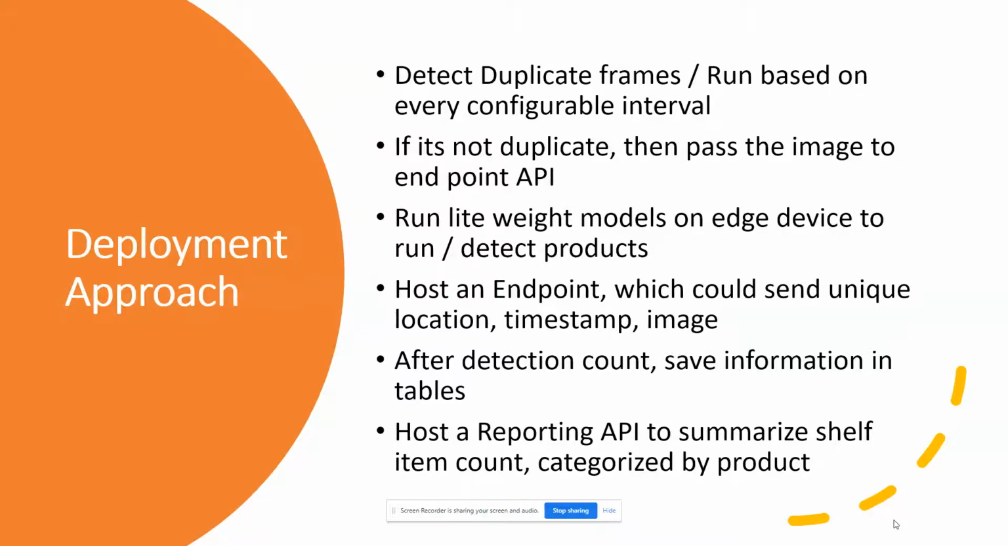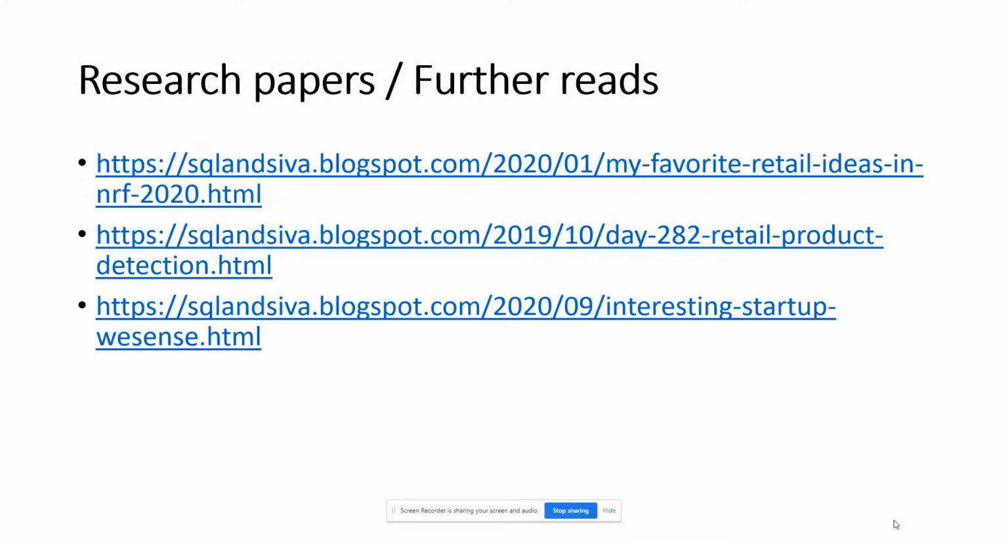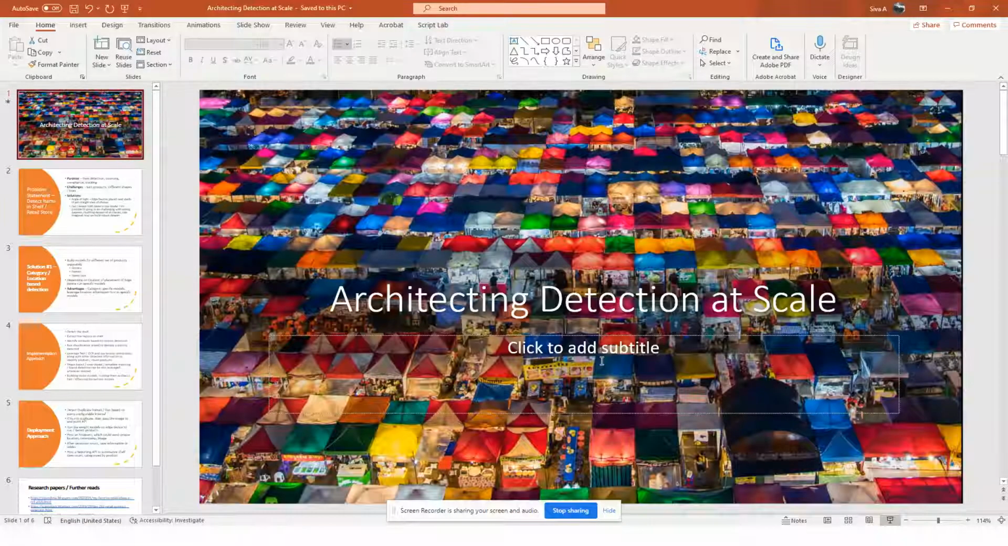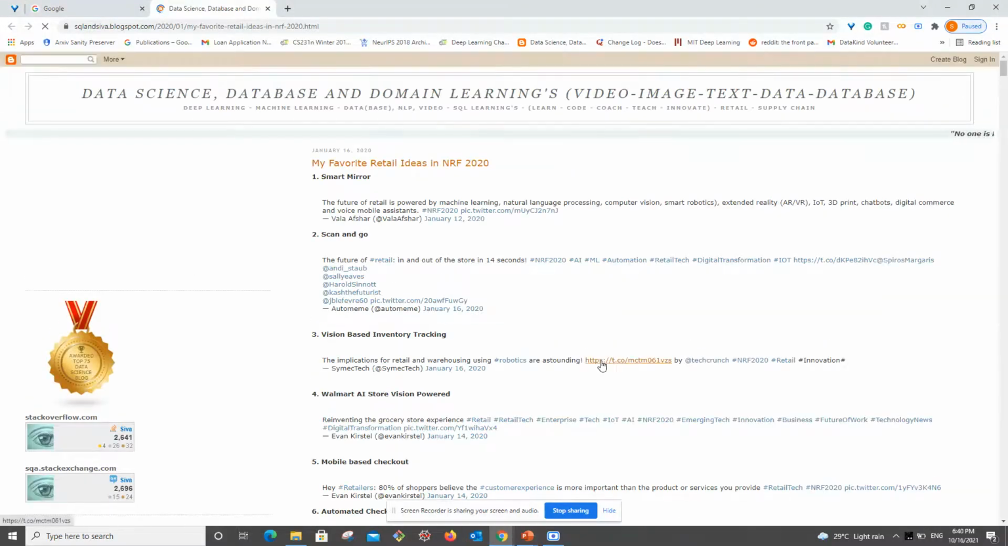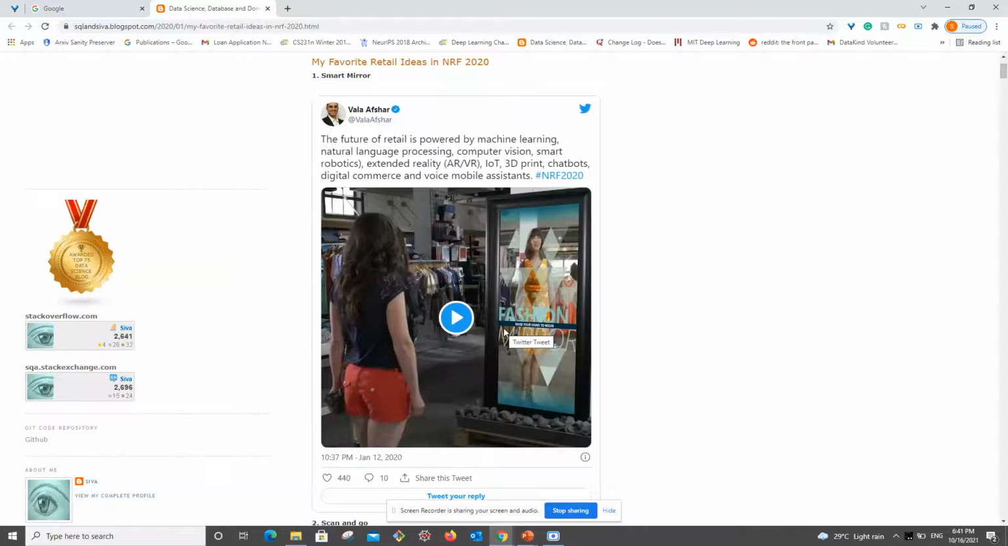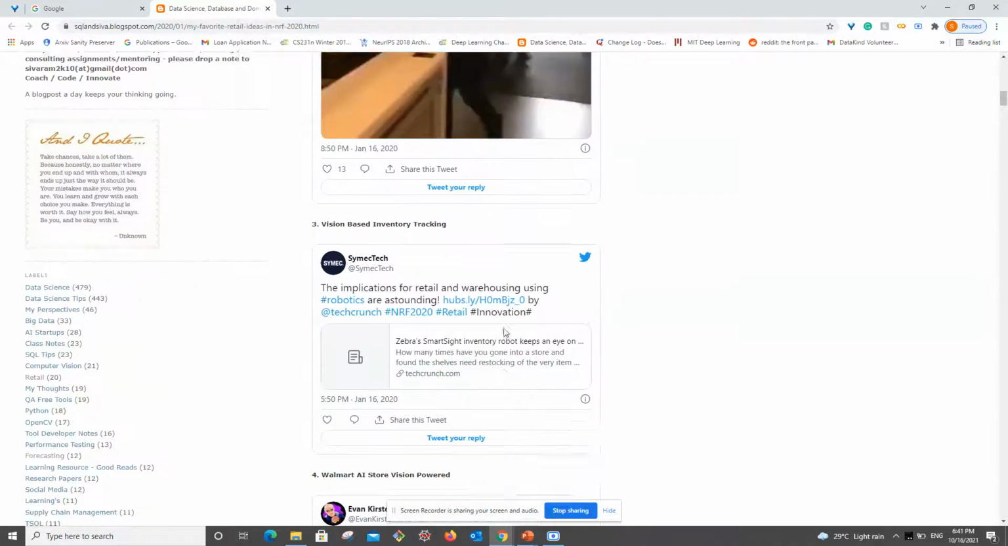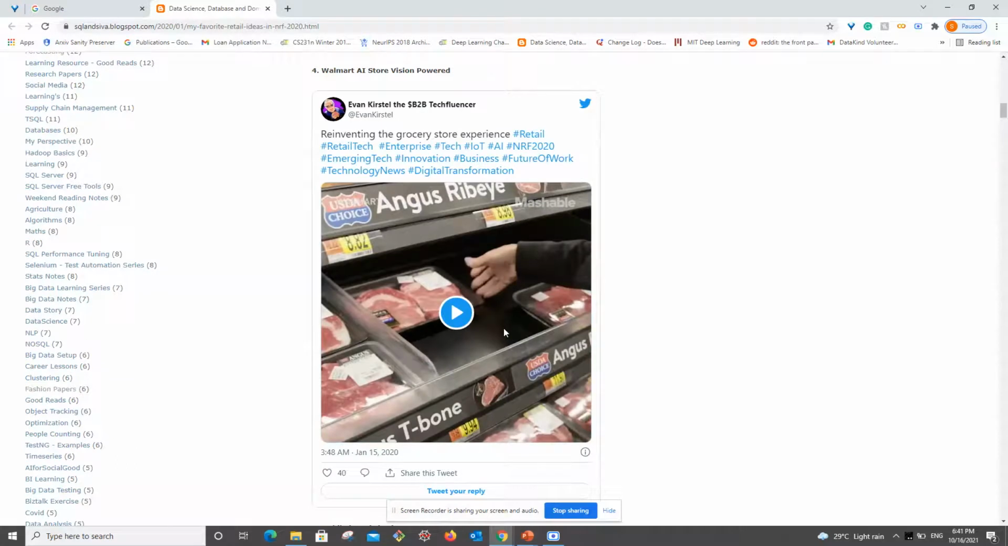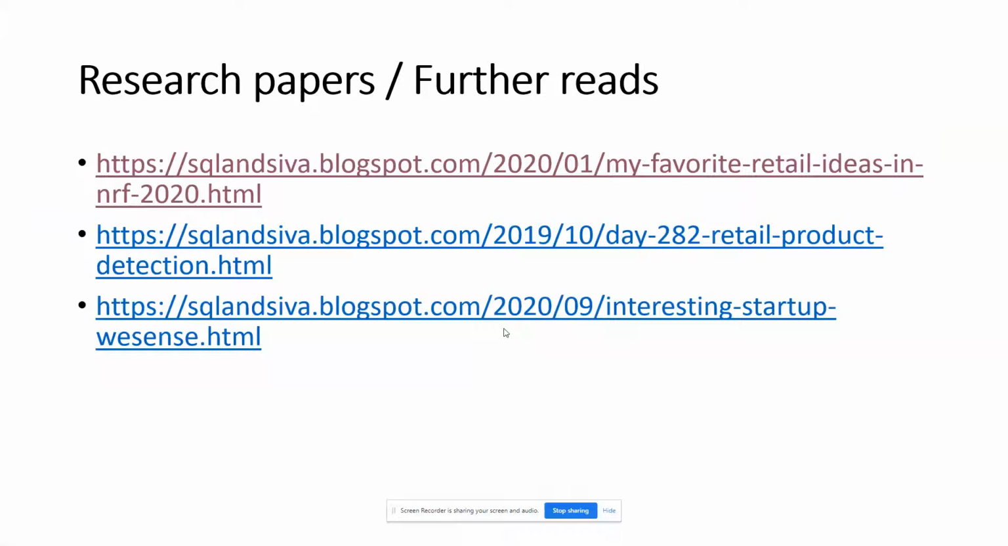This is another alternate approach: what we could do with RFID, and what alternative we could achieve with vision. Some of the reads in terms of research papers we have already blogged, and we could also look through them. In terms of last year's NRF, there are already some implementations you could see, like scan and go, and even some products Walmart had for scanning the products on the shelf with auto detection. We are just trying to analyze and figure out what the possible options would be.